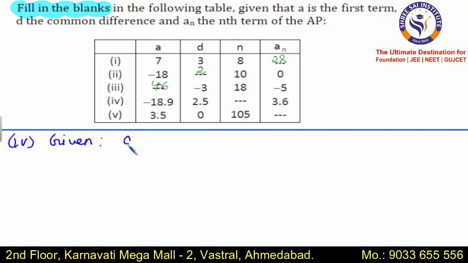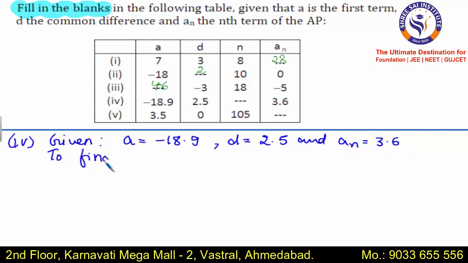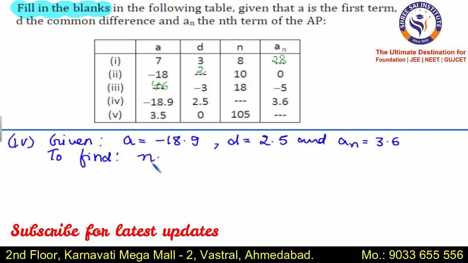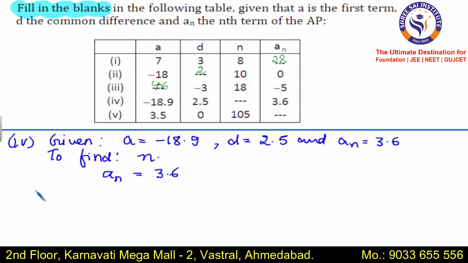Here we are given the value of A, which is minus 18.9, the value of D, which is 2.5, and the nth term, which is 3.6. We have to find the value of N. Now, the nth term is given to us, which is 3.6. This implies that A plus N minus 1 into D is equal to 3.6.